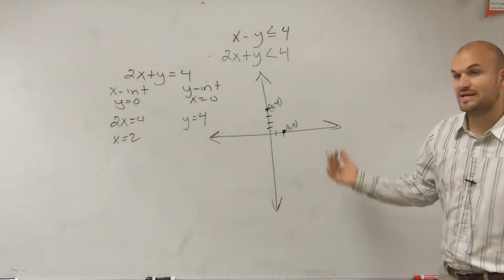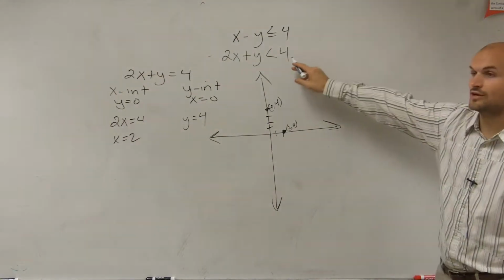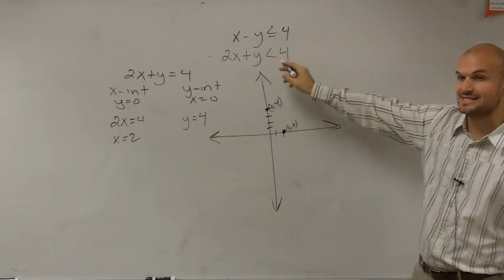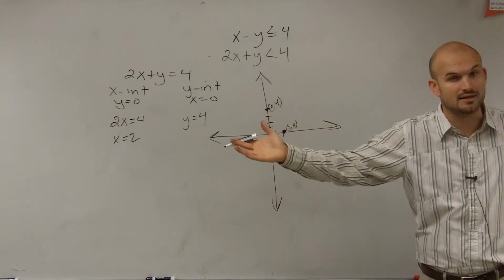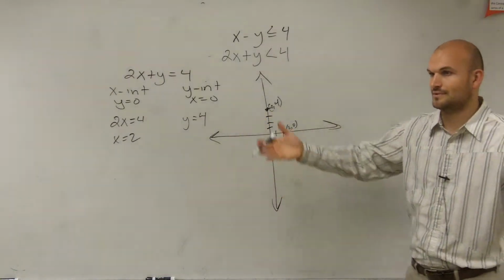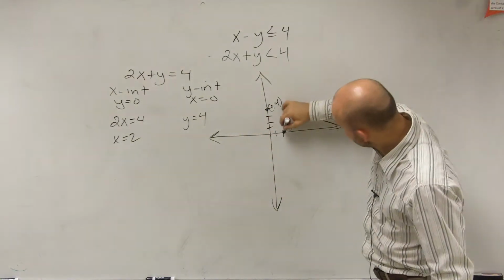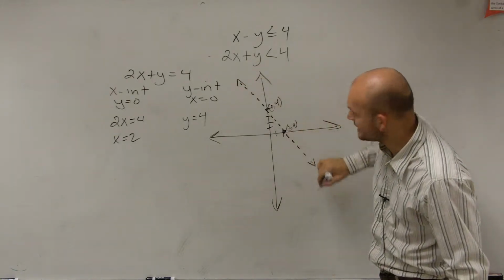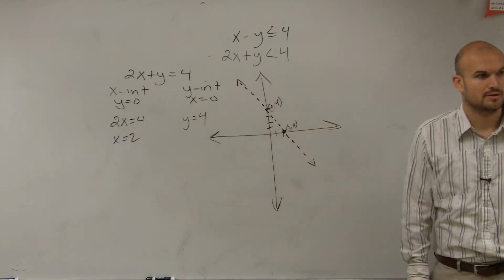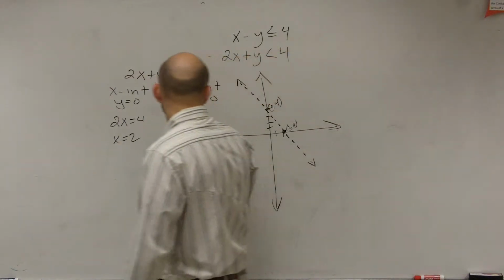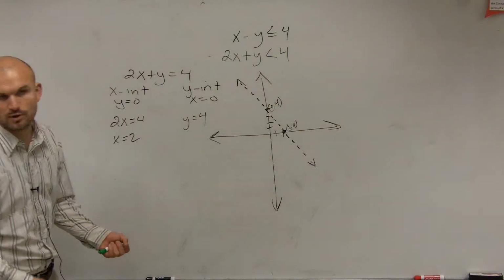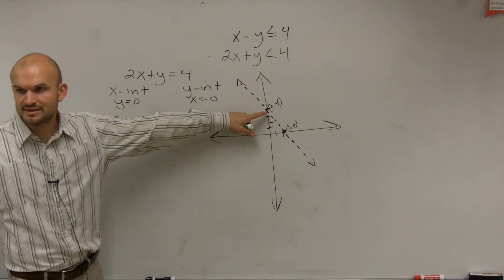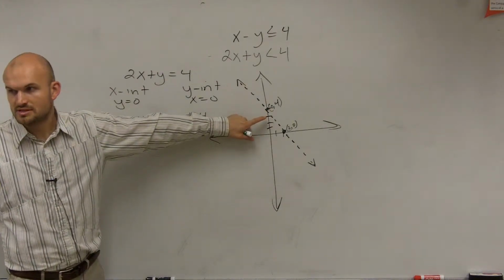Now, we have to be careful though, because we have to graph this. And remember, if it's a less than or greater than, is it going to be a dashed or a solid line? It's going to be a dashed line, meaning that the points that are on this line are not a part of the solution. Okay, they are not a part of the solution. And if you wanted me to show that to you, what do you mean they're not a part of the solution? Is 0, 4 on the dashed line?